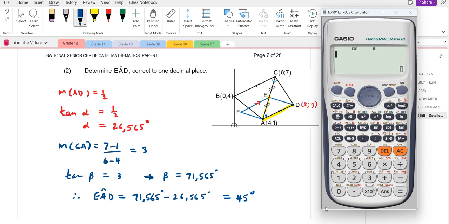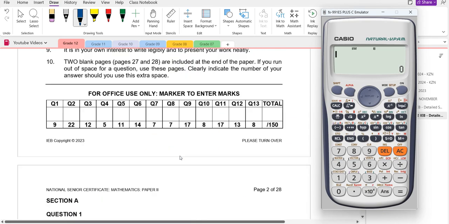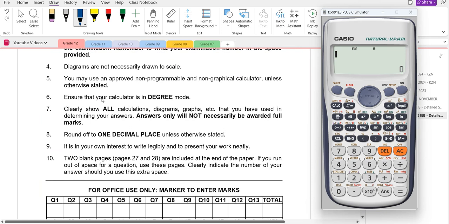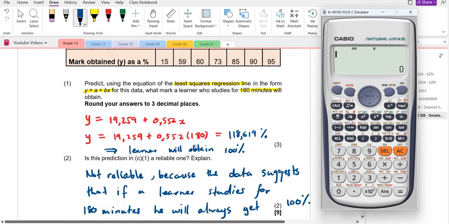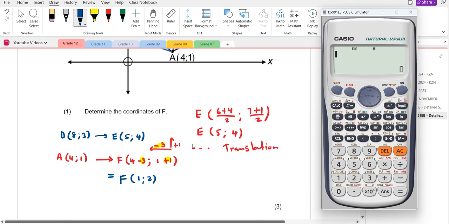Right, so I hope you guys are understanding. I just want to go back and check how many decimal places we are rounding off to. Correct to one decimal place. So what does the main instruction say? The main instruction says round off to one decimal place unless otherwise stated. Okay, now moving on to the next question.